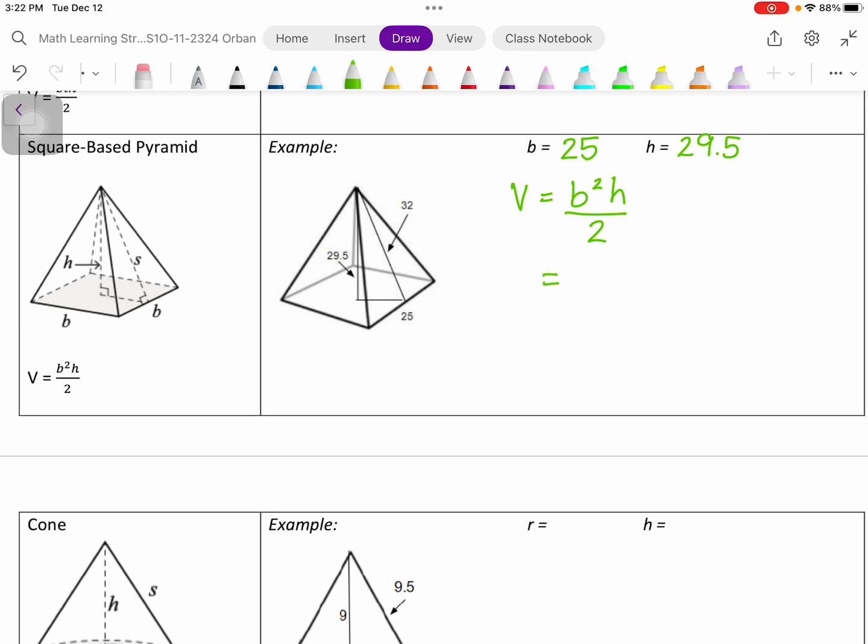We'll substitute in our numbers. Our base was 25. We'll need to square that. If your calculator doesn't have a square button, then you're just doing 25 times 25. And that's going to be multiplied by 29.5, and then divided all by 2. So into your calculator, 25 times 25 times 29.5 divided by 2, and our answer is 9,218.75, which we can round to 9,218.8. Now, I didn't have units, so I'm just going to write the word units, and they are going to be cubed because it's volume.